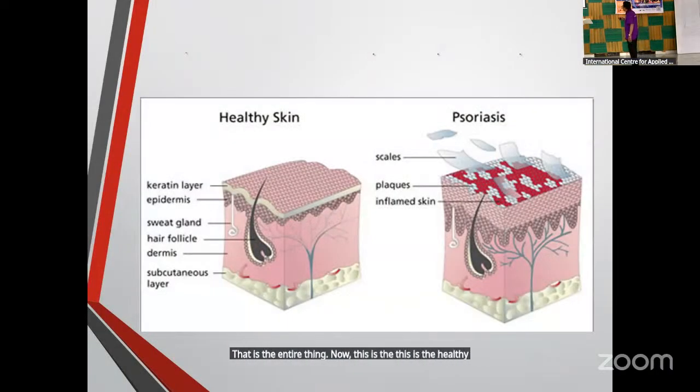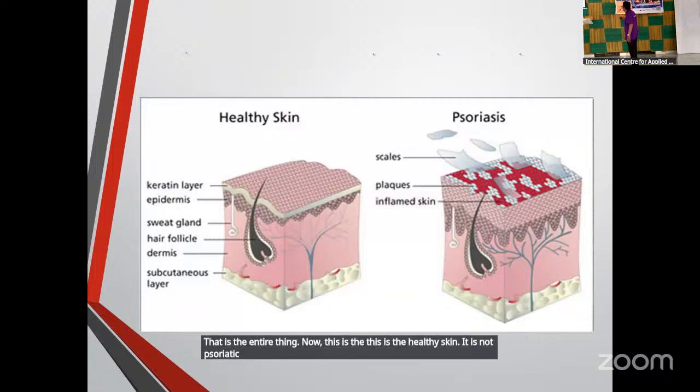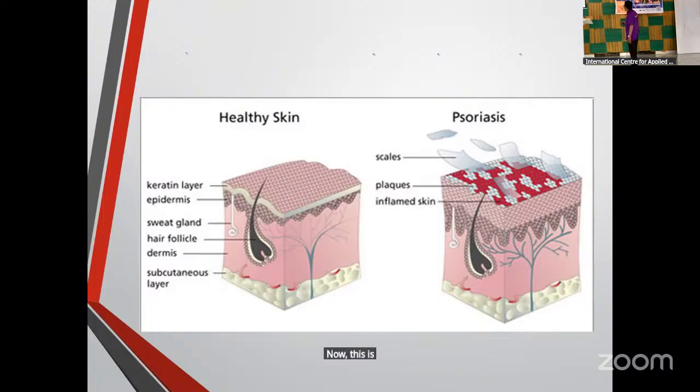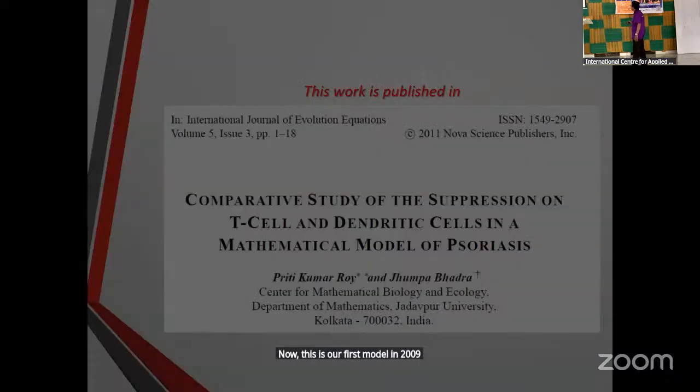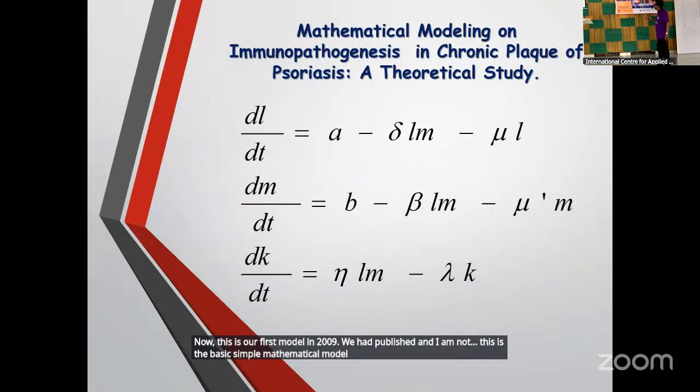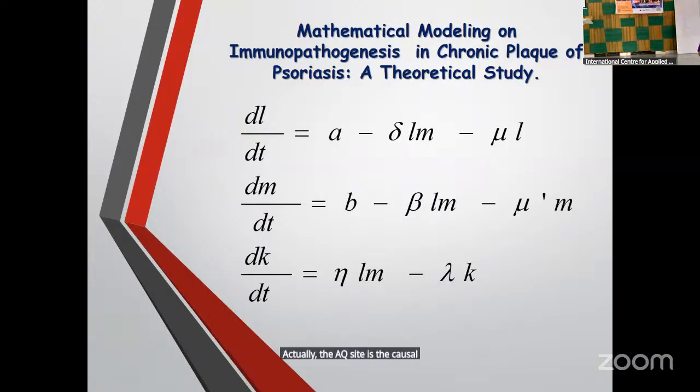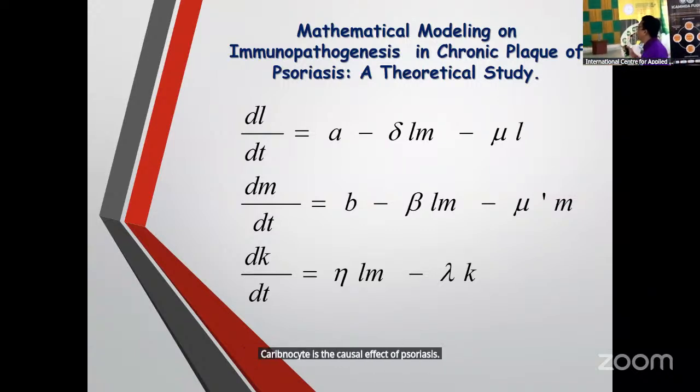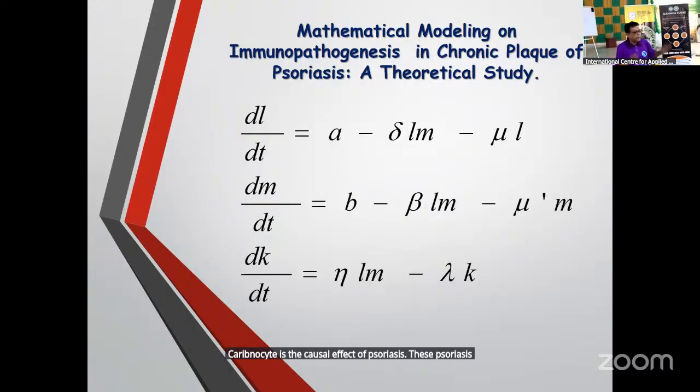Now, this is the healthy skin. It is non-psoriatic, and just follow here. This is the scaly skin, and this is the psoriatic patient. The skin condition is this. Now, this is our first model in 2009. We had published it. This is the basic, simple mathematical model. This is the T cell, this is the dendritic cell, and this is the keratinocyte layer. Actually, keratinocytes are the causal effect of psoriasis. And for this psoriasis, we have formulated a basic mathematical model.